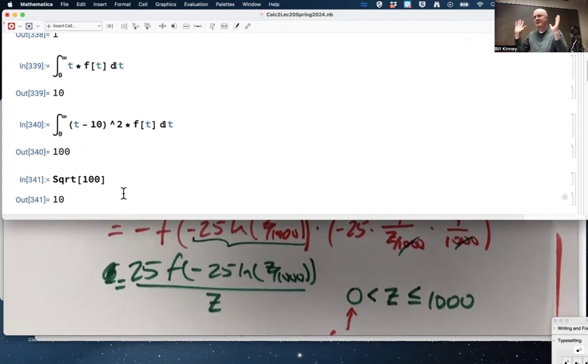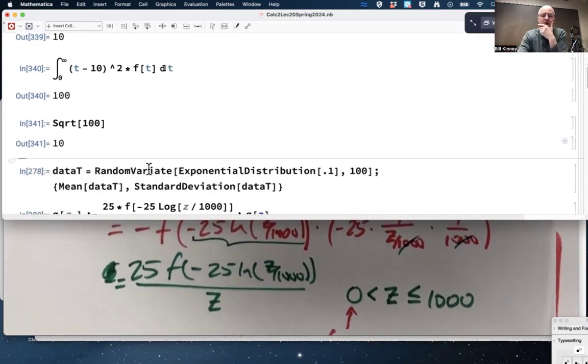Most distributions, the standard deviation does not equal the mean. Why should it? Why should the spread be the same as the center of mass? In general, that shouldn't happen. But exponential distributions are kind of special enough that it does.